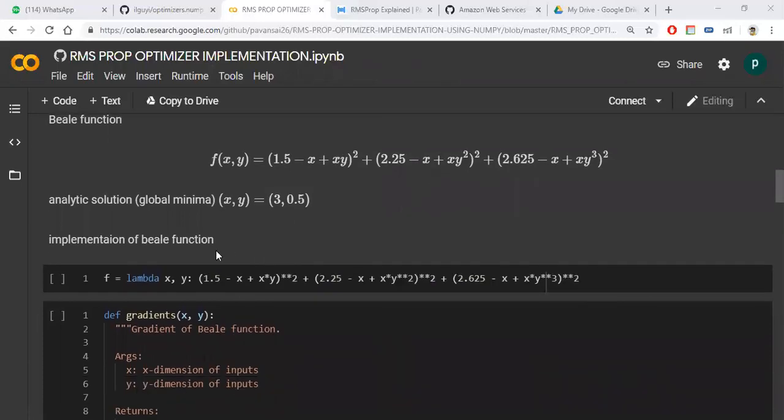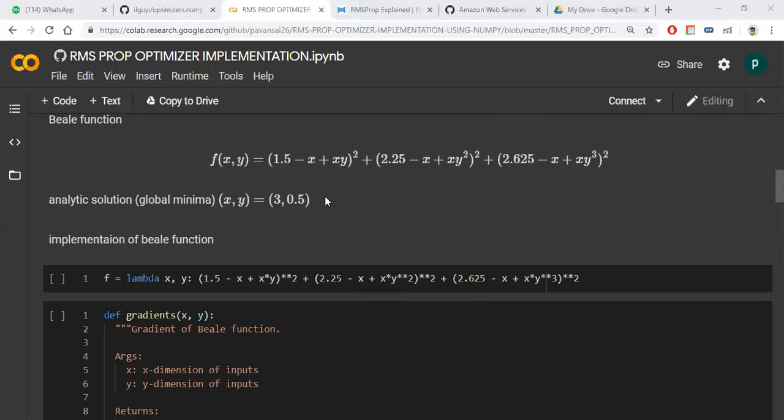Here I am implementing this function using lambda. A lambda function is an anonymous function. Please watch how we can implement this function using lambda. It consists of two variables, x and y. RMS prop is a stochastic optimizer, and these stochastic optimizers use first order gradient optimization only. They can't go beyond first order, so I am doing first order differentiation only.